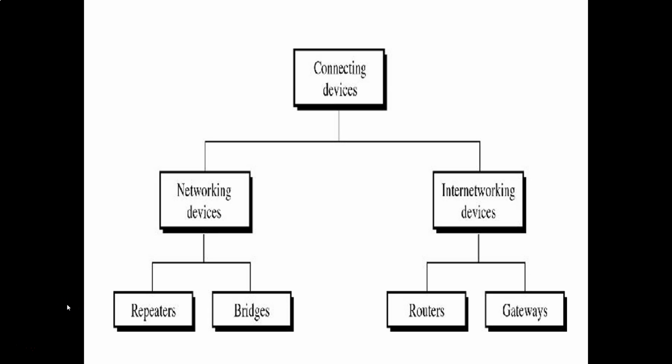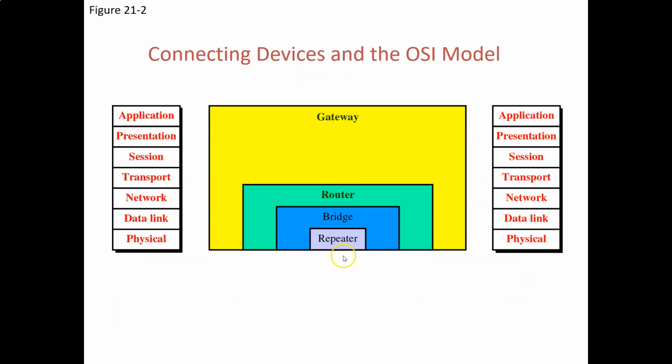So earlier we had seen an introduction to internetworking. So here we will be seeing what are the various connecting devices to make these internetworking or networking connections possible. The various devices involved are repeaters, bridges, routers, and gateways. We will see till which OSI level these devices work, and what is the function of these devices.